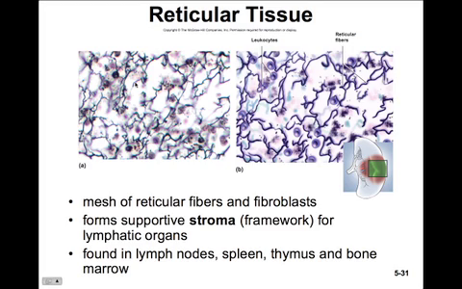Again, you can see these two slides next to each other, the true slide as you would see it under the microscope, and then one that's been faded and highlighted. We'll see the leukocytes here as well as some of these reticular fibers. You can start seeing the distinction between reticular and areolar fibers.